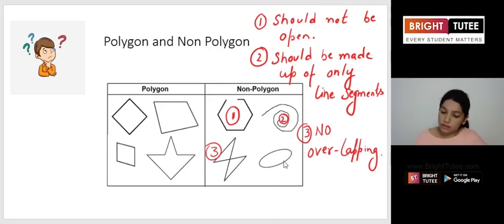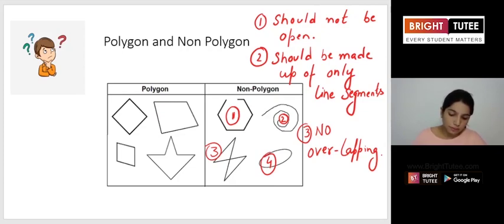Okay. Now the last one here, the fourth image. Clearly it is a curve. So let's not write it again because it's similar to the second point, that we cannot have a polygon which is made up of a curve. Okay. It should only have line segments.